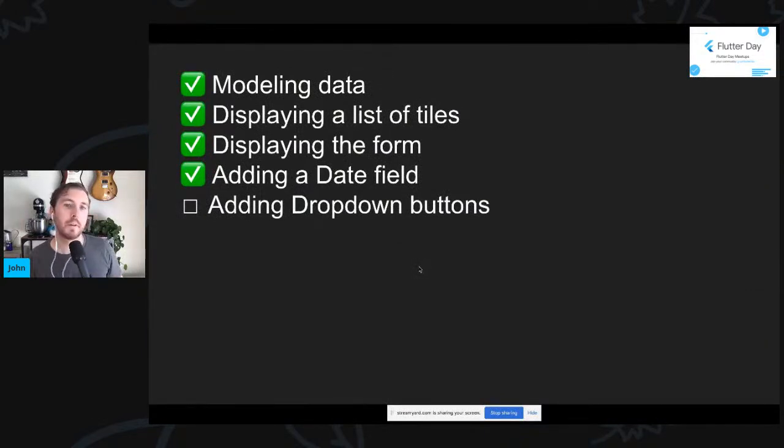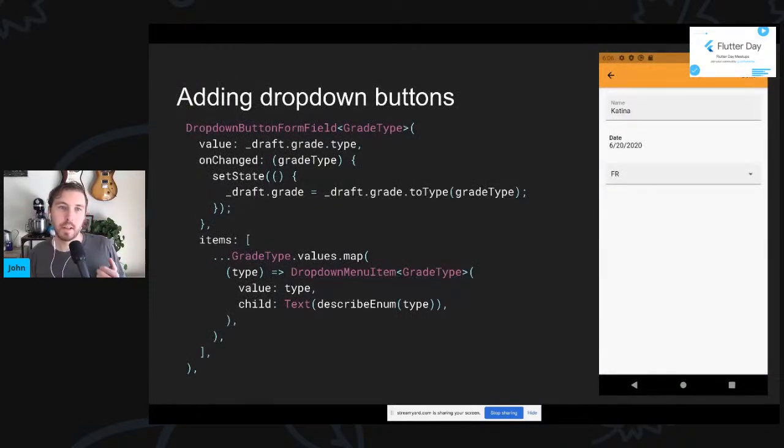Okay, so the final step for our form, this is just a very simple form today. I want to add some drop-down buttons. We already know how to do this. So we used our text form field. Flutter also provides a drop-down button form field. So here, I want them to select the grade.